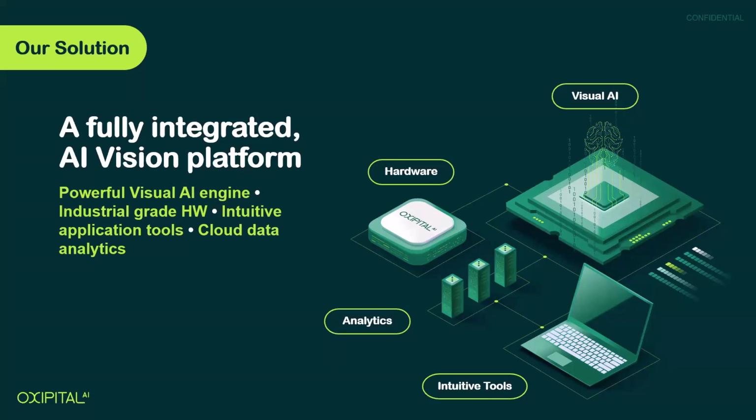The Oxipital AI solution consists of really four key elements. The first is a high-powered visual AI engine that allows for high-speed processing of high-volume manufacturing environments. We pair this with intuitive application tools to allow for tuning each application for maximum efficiency. We run this on our industrial-grade hardware platform that's robust to all sorts of different environments, from consumer goods to food manufacturing. We offer a cloud-based analytic solution for visualization of your manufacturing data that can be used for process improvements.